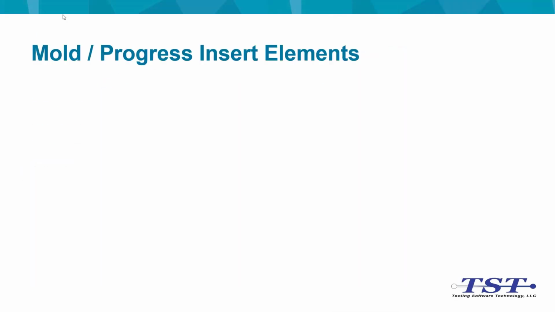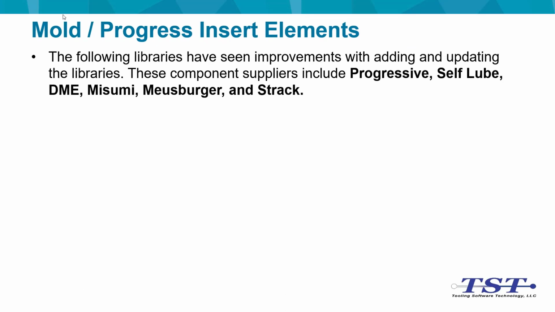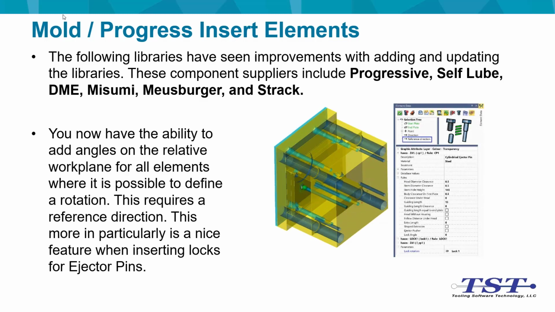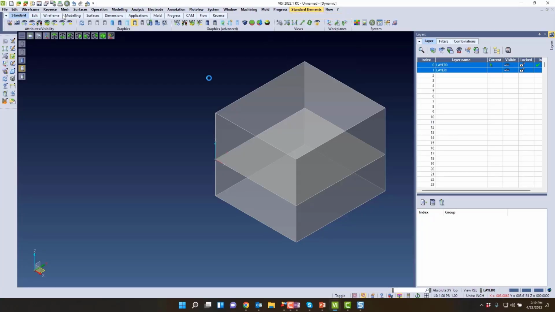And going on with standard elements, within the mold progress insert elements, we have seen some vast improvements with progressive, self-lube, DME, Misumi, Meusburger, Strack. Within the standard elements, you now have the ability to control and add angles off of relative work planes. This works great for locks within ejector pins. So here's just our quick video example of this.